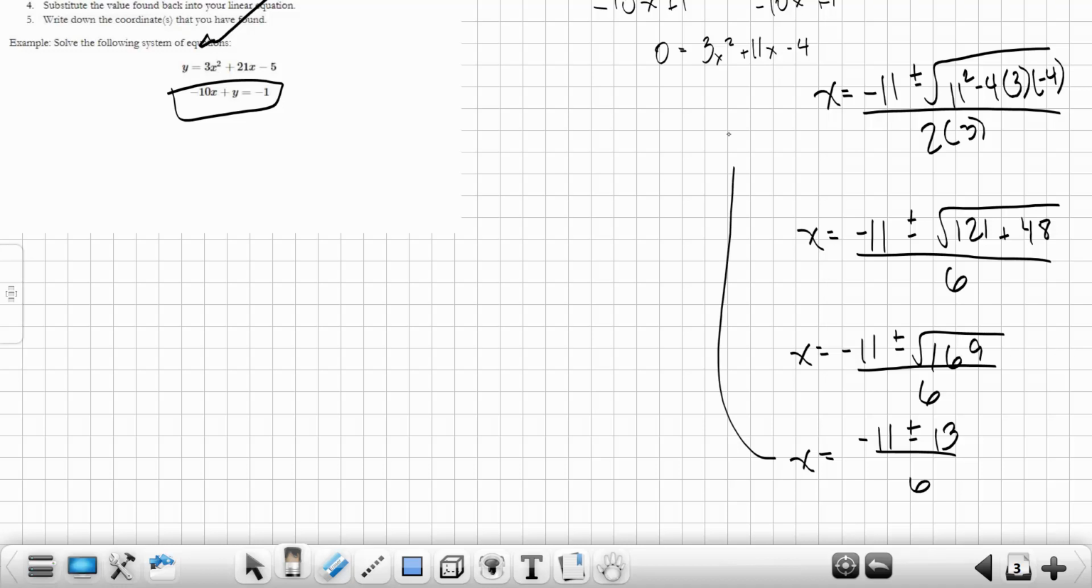I'm tired of scrolling. I'm going to continue this right up here. So what's negative 11 plus 13? 2 over 6, which is a third. And then we have negative 11 minus 13.